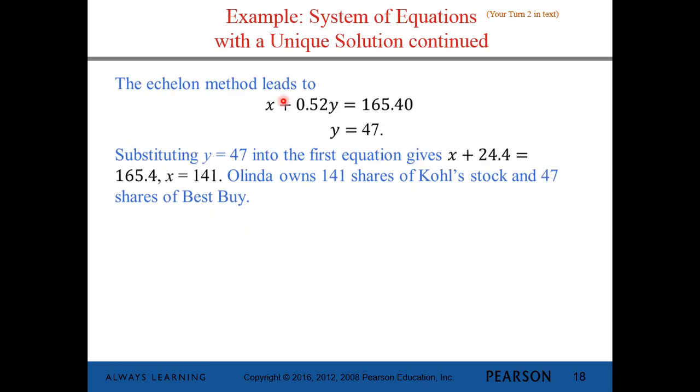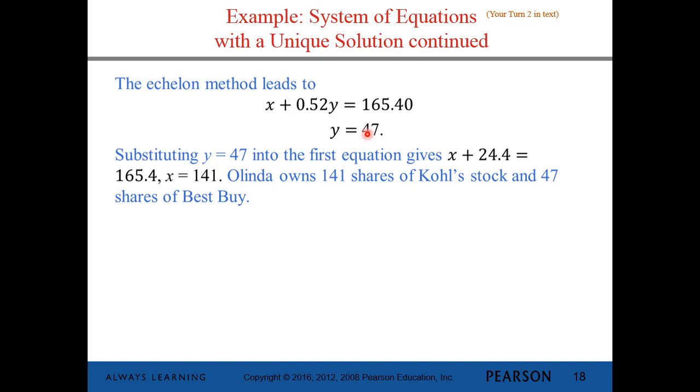And so now again, do this on your own. What you're going to end up getting is this here. Now again, they use decimals, but you could have fractions as well. So this would be x plus 0.52 y equals 165.4, and then here you're going to get y equals 47.